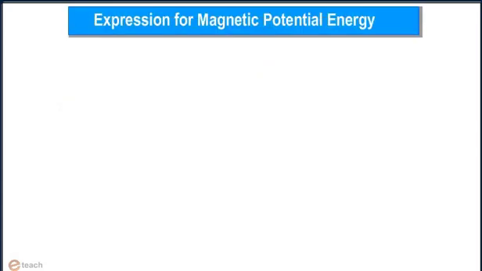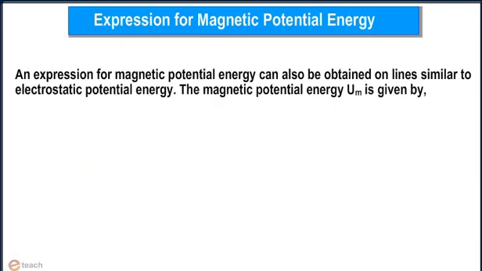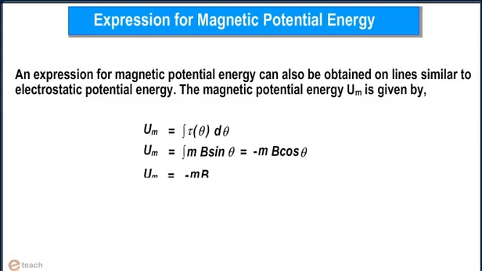Expression for magnetic potential energy. An expression for magnetic potential energy can also be obtained on lines similar to electrostatic potential energy. The magnetic potential energy Um is given by the integration of tau d theta, that is equal to the integration of MB sine theta, which is equal to minus MB cos theta.